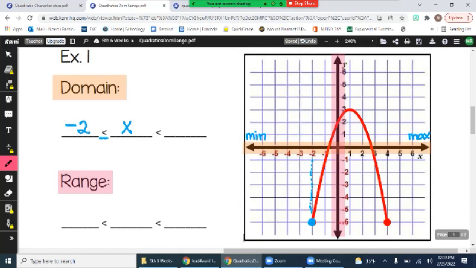Maximum point will be on the right side. So I'm going to trace it all the way to the right side. I have a closed circle once again. Make sure you underline it. And that lines up with the number 4.